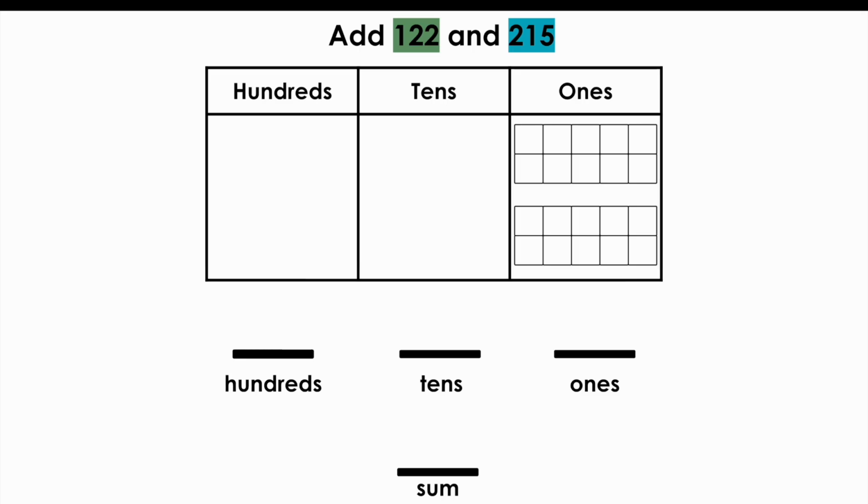Let's start by creating models for 122. In the hundreds place we have a 1, that means 100. In the tens place we have a 2, that means 2 tens. In the ones place we have a 2, which means 2 ones.